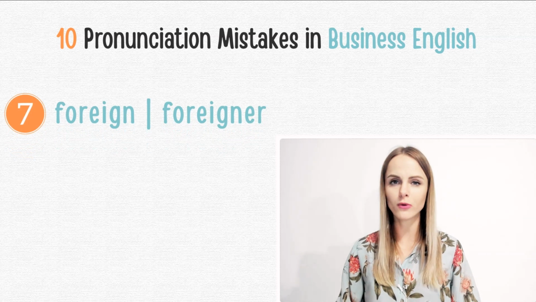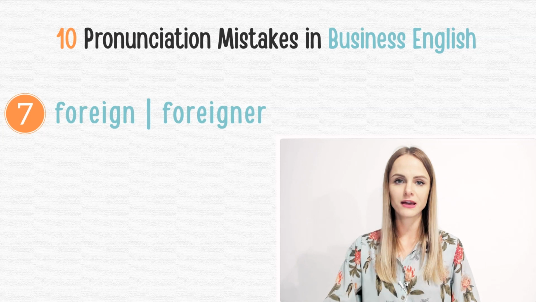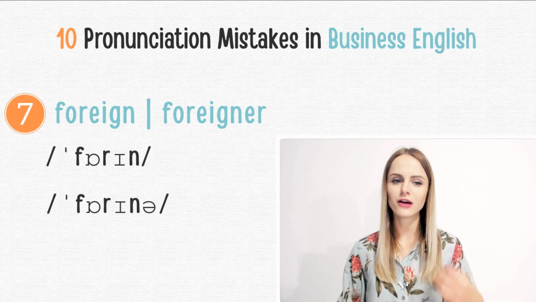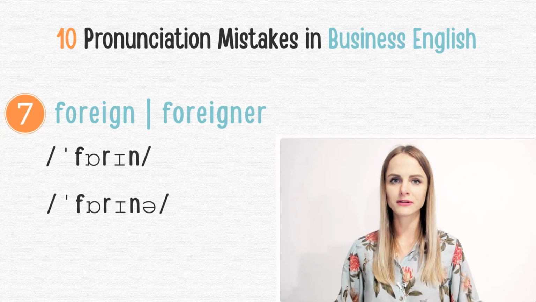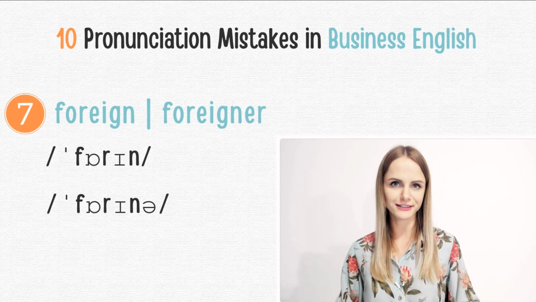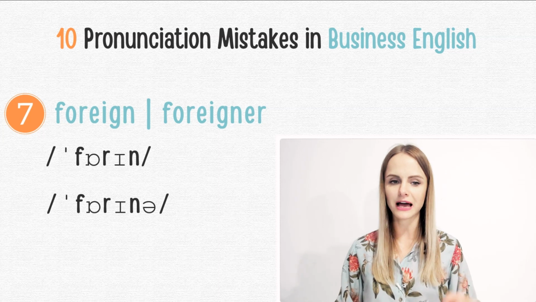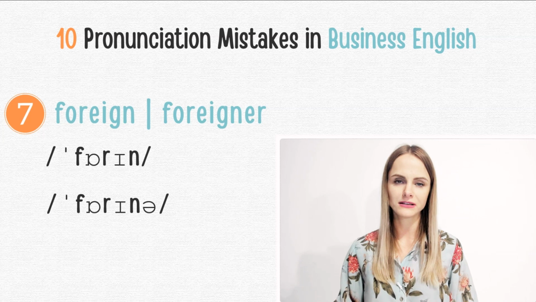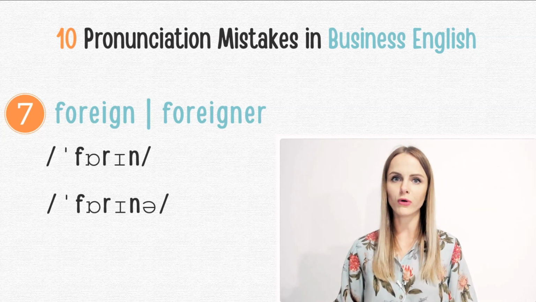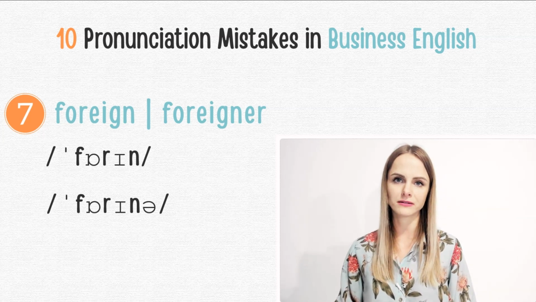We have 2 words again, but as you can see, they're quite similar. How would you pronounce them? The key: foreign and foreigner. Foreign, foreigner. So it's not foreign or foreigner, okay? It's foreign and foreigner. And pay attention here, you have this short O. So it's not O, foreign, but more like foreign, foreigner, okay?